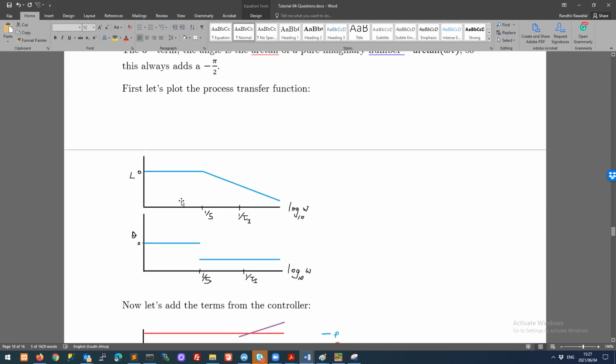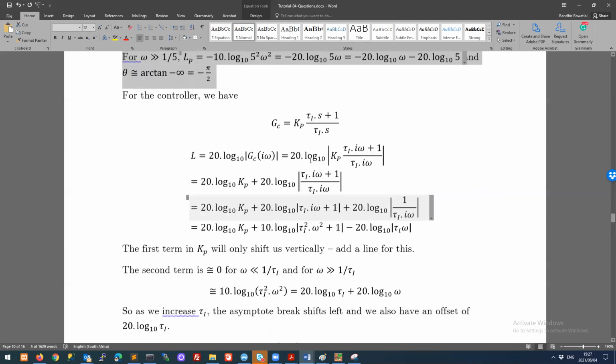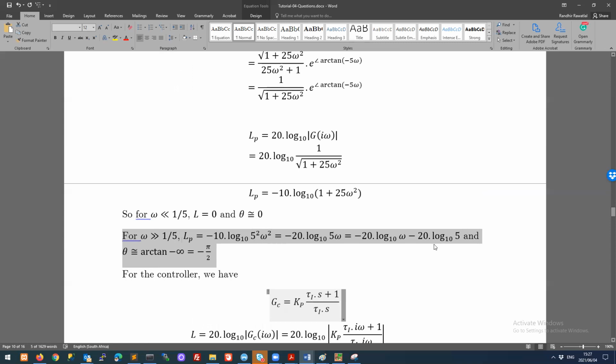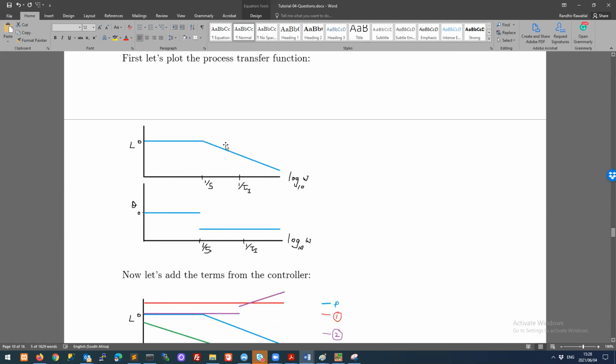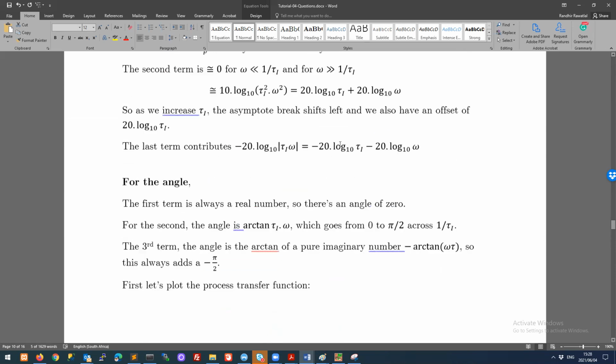So here's L plotted against log 10 omega. For low values of omega, L is 0. And then as we go past 1 over 5, it has a slope of 20. For large values of omega, you end up with a term here, minus 20 log 10 omega, so you get that slope there. So that's the L part.